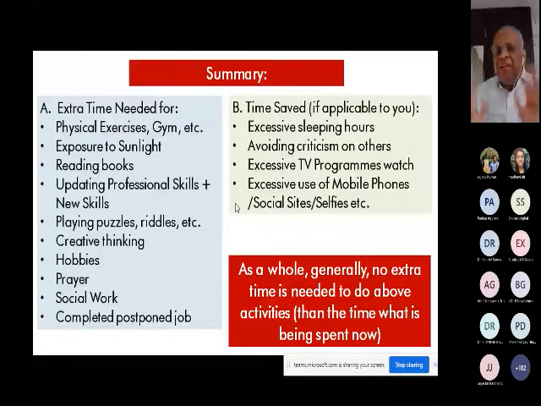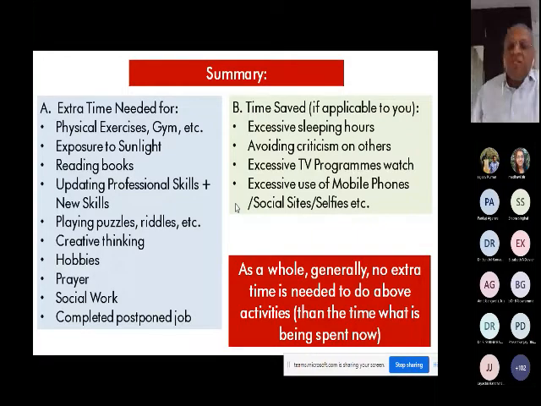So this is where I have explained. These are the activities that need extra time. This is where you save, and they balance out almost. This is what is very important to manage our stress. Now I invite one or two small questions.